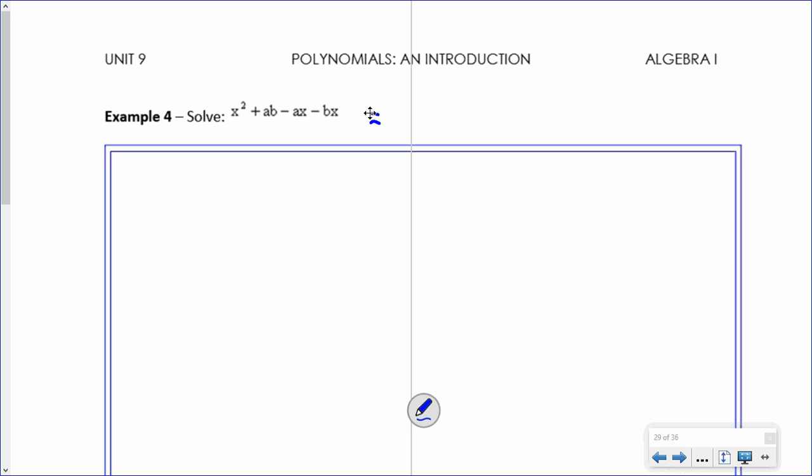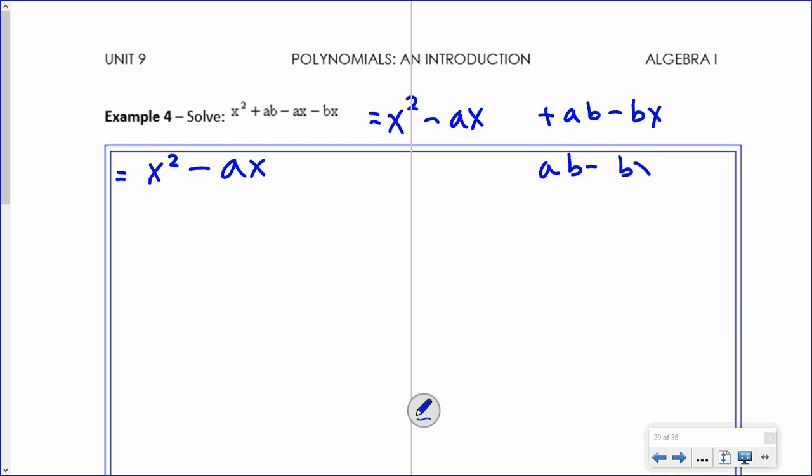We're gonna put x's with x's and b's with b's. So x squared minus ax, that's our first group. We have to rearrange a little bit there. My second group is going to be plus ab minus bx. So when I rewrite this, I have x squared minus ax on one side and ab minus bx on the other side.